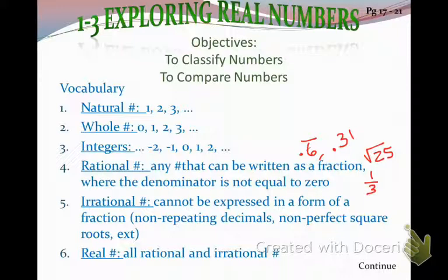And then on the opposite side, you have irrational. Those are non-repeating decimals. That would be like 3.14..., that would be what we call pi. Or we can have a non-perfect square number, like square root of 5.